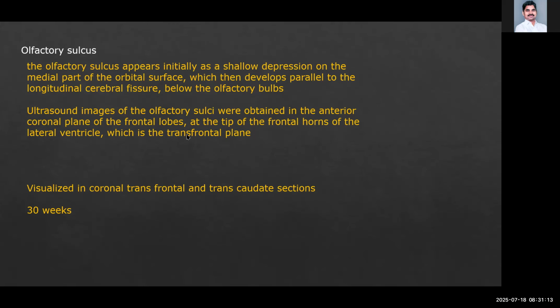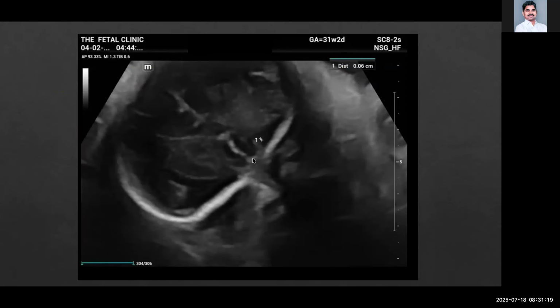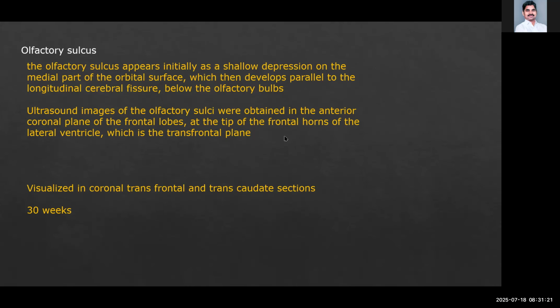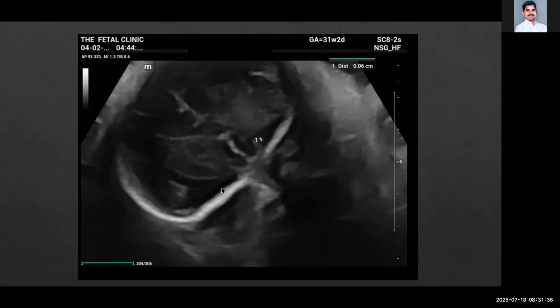It can be visualized in a coronal plane of the frontal lobes, that is the transfrontal plane, at the tip of the frontal horns of the lateral ventricle. It is visualized in a coronal transfrontal plane and the transcaudate sections. It is visualized as early as 26 weeks of gestation. So this is the olfactory sulcus seen in the transfrontal plane, this one and this one.